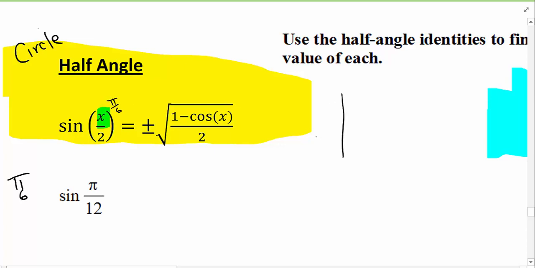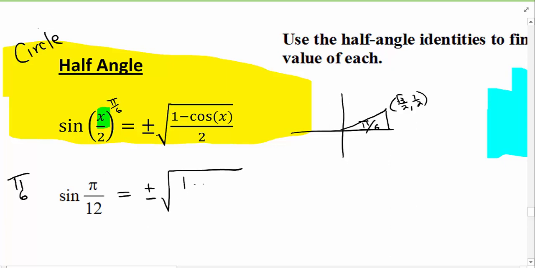Well, pi 6 is right here, if you look at the unit circle. Our cosine value is root 3 over 2. So when you perform the half angle identity, it's 1 subtract the cosine value of pi 6, which is root 3 over 2, and all of that is over 2.